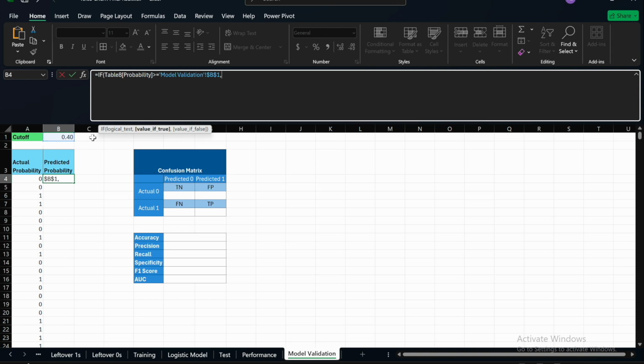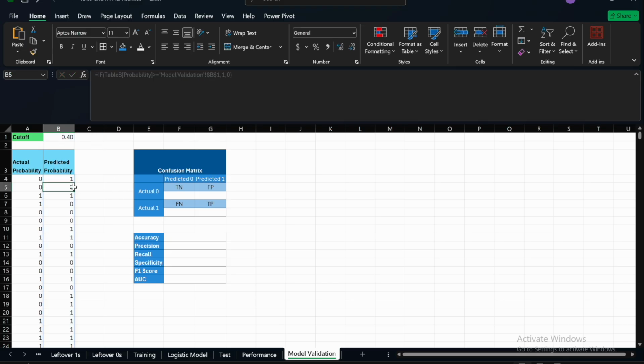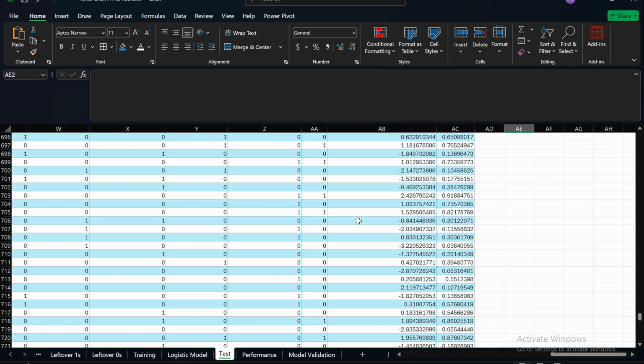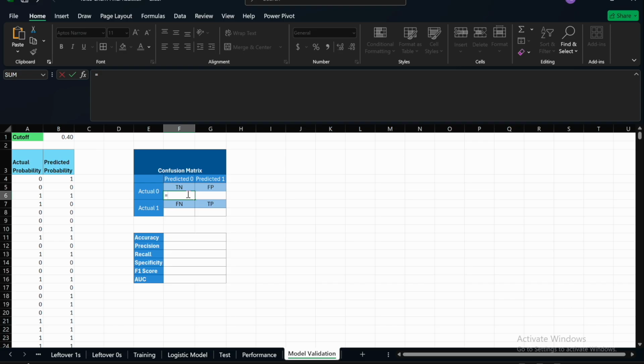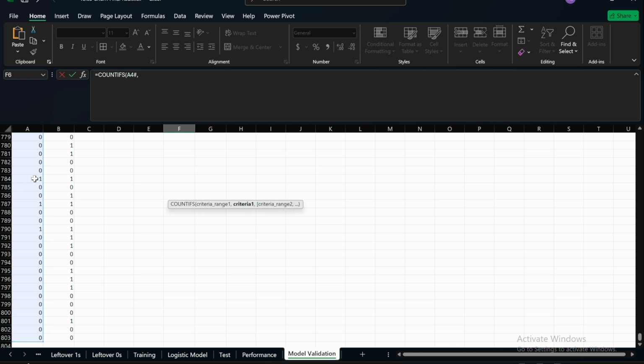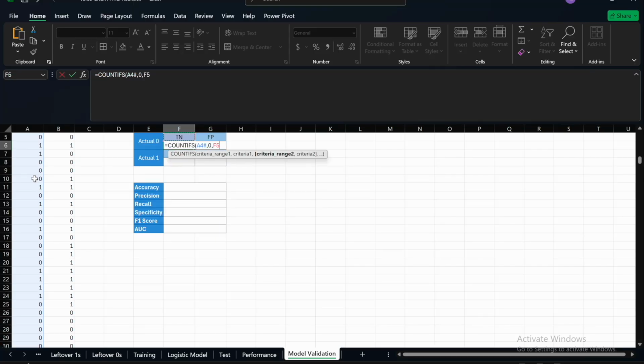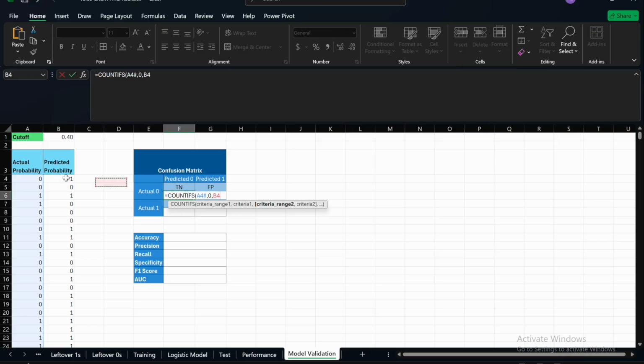The predicted probability is: if the test set probability is greater than the cutoff that we selected, then it's 1. If it's not, then it's 0. The cutoff is 0.4. So we count the true negatives first. It's a true negative if predicted probability is 0 and actual probability is 0. And we do it accordingly for the false positives, which is when predicted probability is 1 but actual probability is 0.